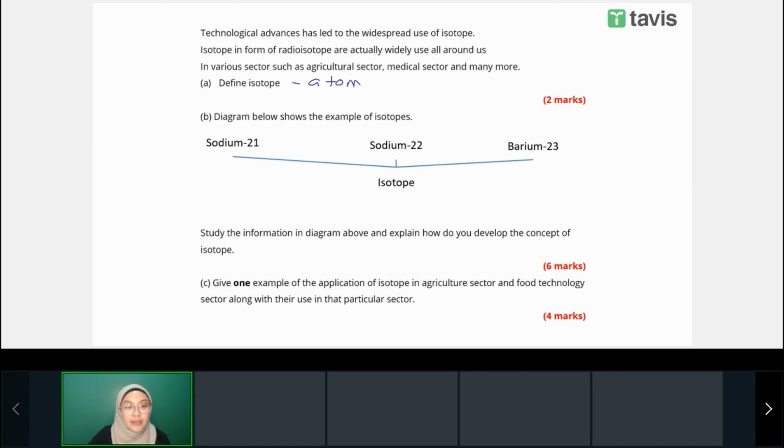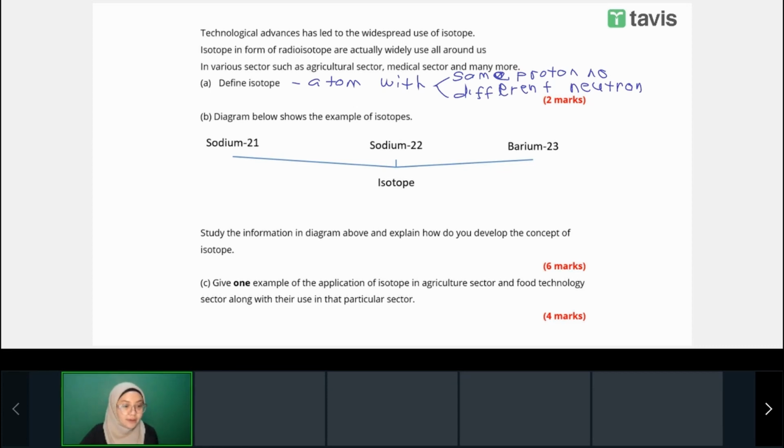Atoms with the same number of protons, the same proton number, and different neutron number. Now you get two marks, easily like that.